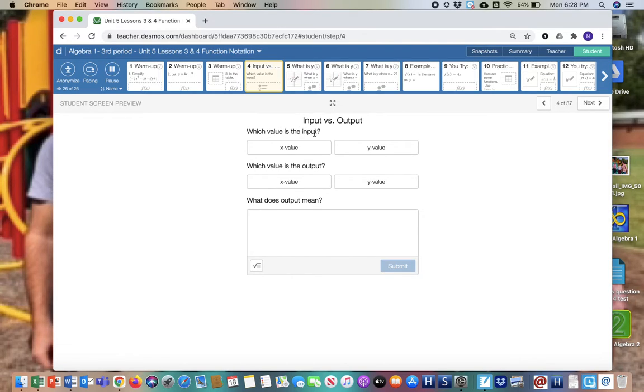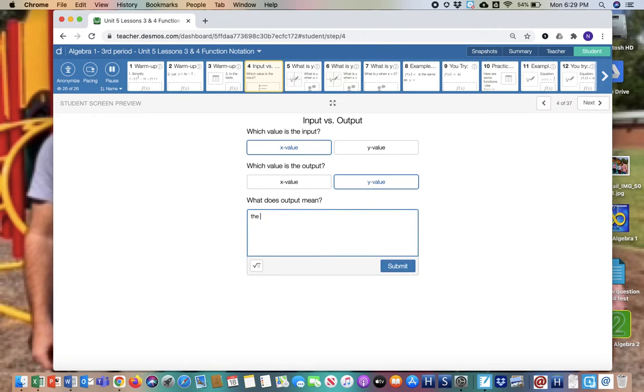So input. What is the input? Input are the x values, and then the output are the y values. So we really want three terms for the input: input, x value, and domain. Those are three vocabulary words that you want to be able to use interchangeably. And for the output, you want to say output, y value, or range. So what does the output mean?